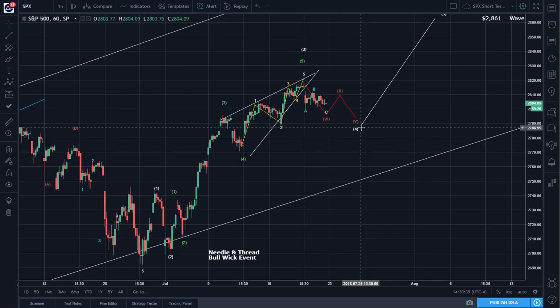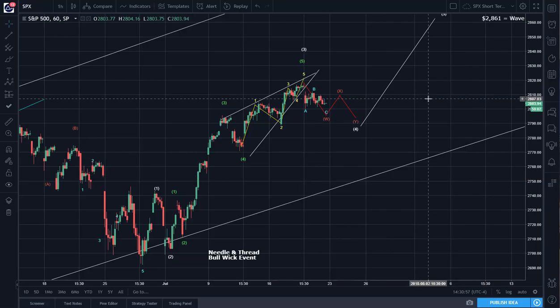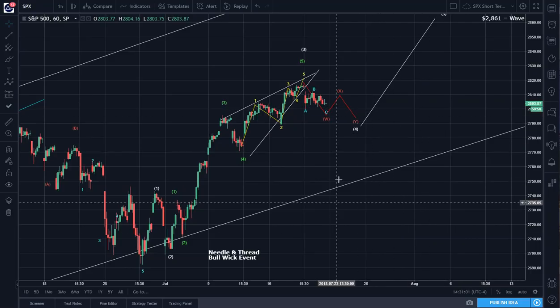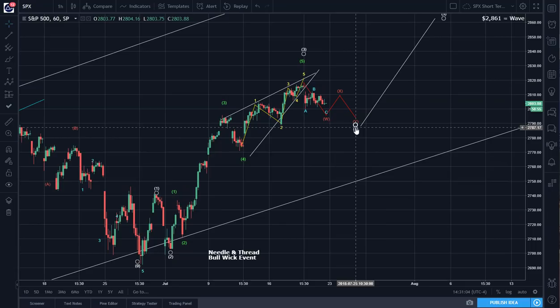So the WXY could take a few days because it's going sideways. The purpose of price going sideways is to allow the correction to consume as much time as possible. It's eating time. And so I think it'll take maybe until the 25th, 24th, or the 23rd for us to get a resolution of this WXY.